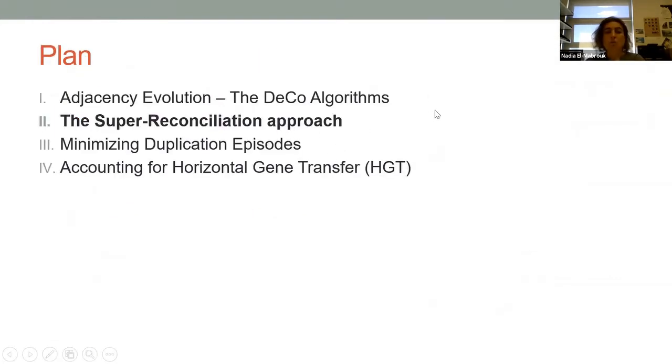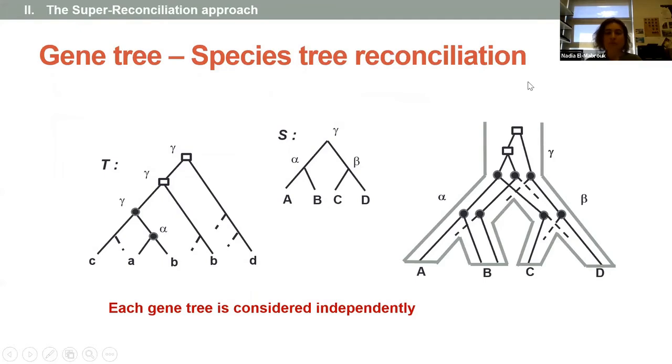So another possibility is the super reconciliation approach. So this approach has been developed by our group.